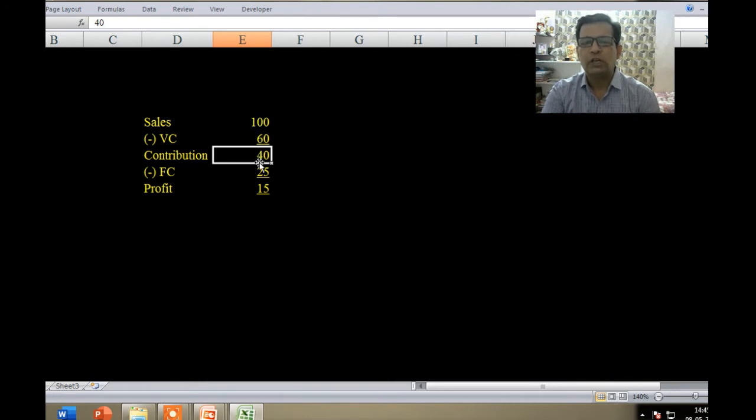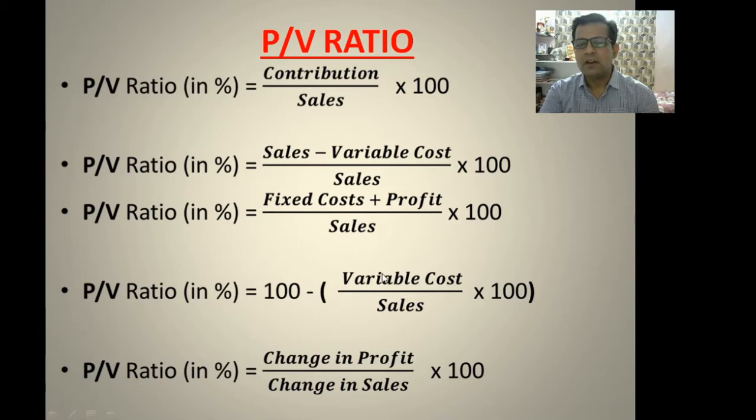Let's have a look at this. Contribution to sales, which is 40 by 60. Similarly, if I do my variable cost by sales, here it is 100, and it will become 60 by 100. Look at this carefully. 40 plus 60 is 100. And that is the reason why this formula says 100 minus variable cost by sales, which is the percentage of variable cost to sales. So remember, PV ratio plus variable cost ratio is equal to 100.